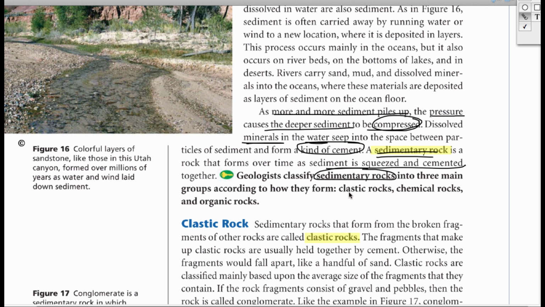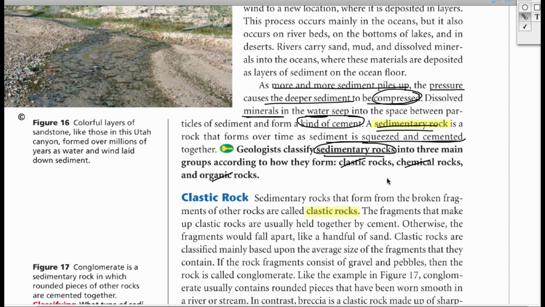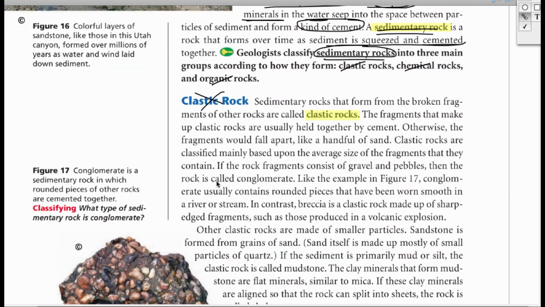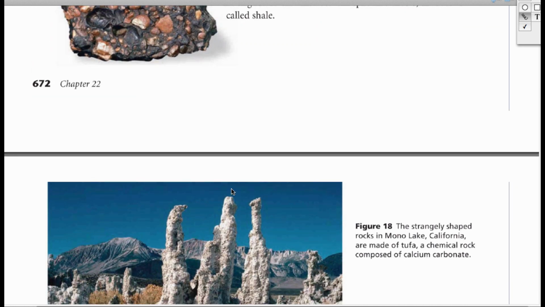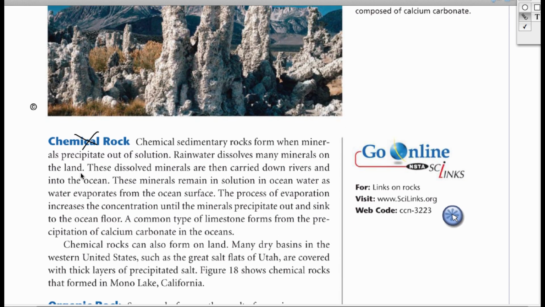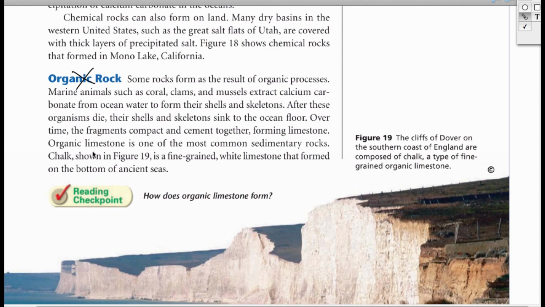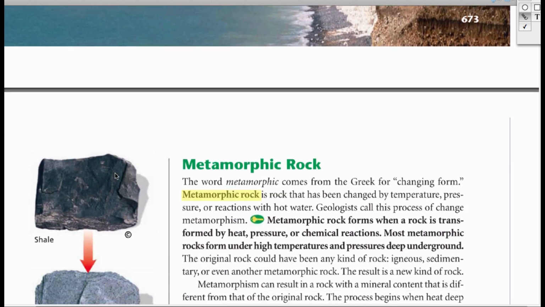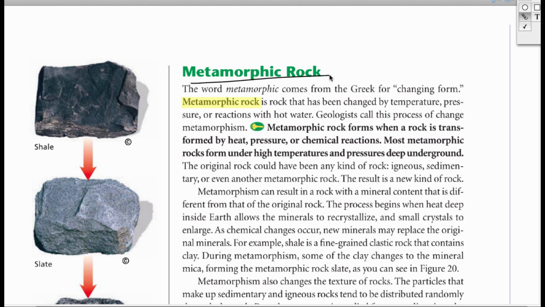You don't need to know the different types of sedimentary rocks. Okay? Just that sedimentary rock is sediment that is pressed together over time and cemented into a solid rock. Okay? All right, we don't need to know about clastic rock or chemical rock or organic rock, different types of sedimentary rock. Don't worry about those.